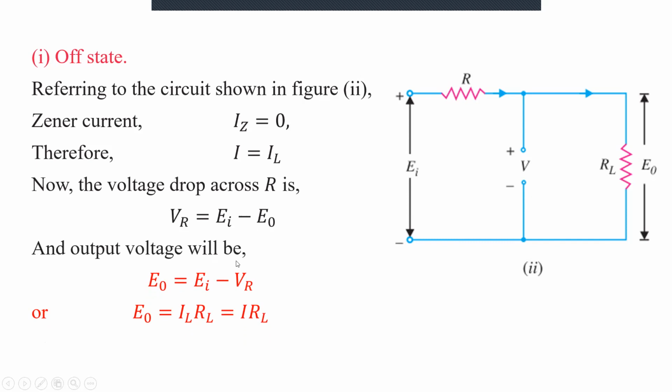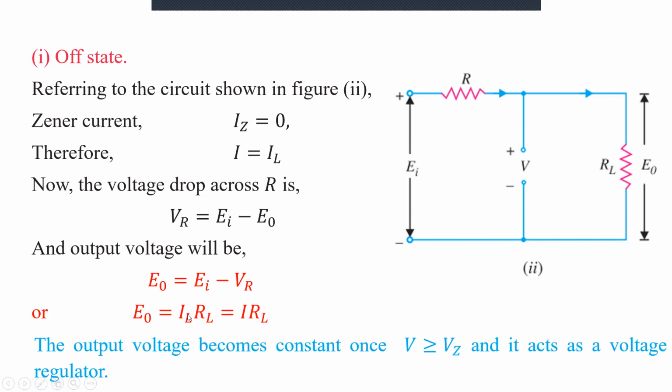Therefore, the output voltage E naught is equal to EI minus VR, the input voltage minus the voltage drop across the resistance. Also, if the load current is IL, then the output voltage can be given by E naught is equal to IL into RL, in accordance with Ohm's law: current into resistance gives the voltage. So this is how we can calculate the output voltage, which depends on the load current and the load resistance.